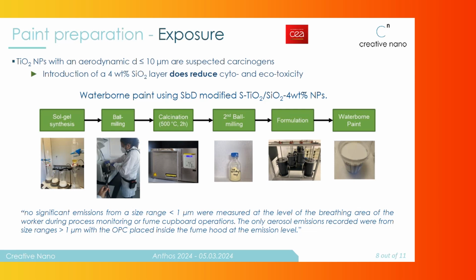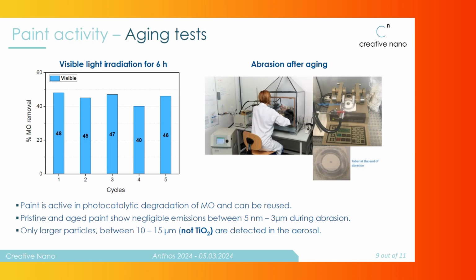We produced the photocatalytic paint at kilo scale. We had SEA visiting our premises to do some exposure measurements. We're very happy to find out that no significant emissions were detected as long as we do some specific operations inside the fume hood, which was what we had already been doing. And now, as the project comes to an end, we are testing the actual paint. You can see here in a similar graph depicting activity, the paint is active over multiple cycles. I also carried out some abrasion tests before and after aging. Again, results are rather promising. We do not detect any nanoparticles in the produced aerosol upon abrasion.